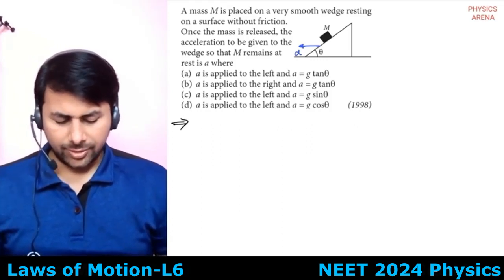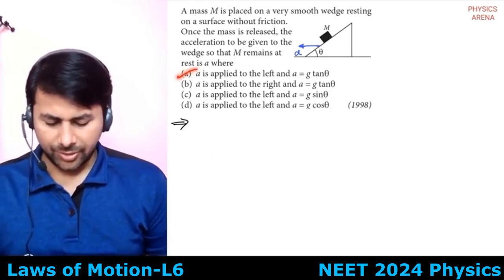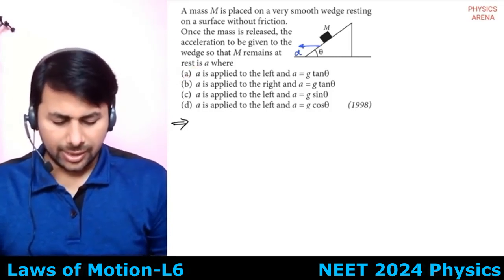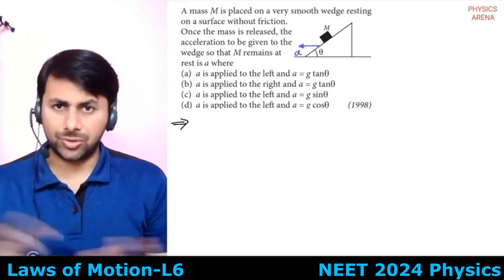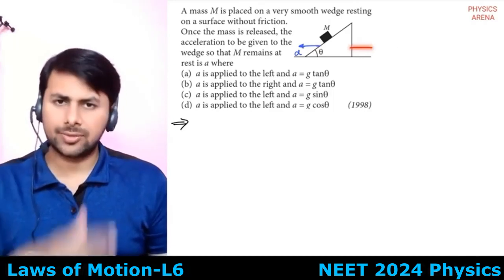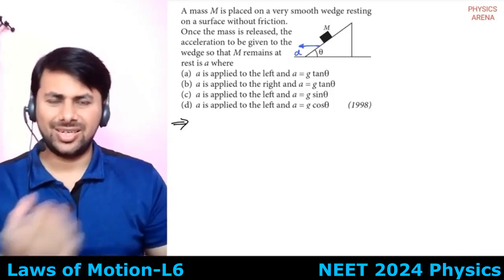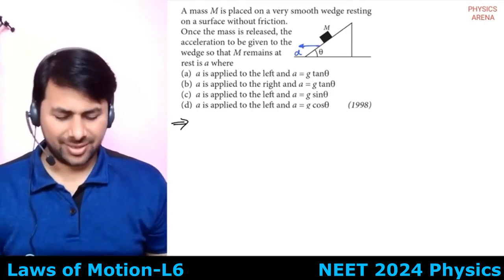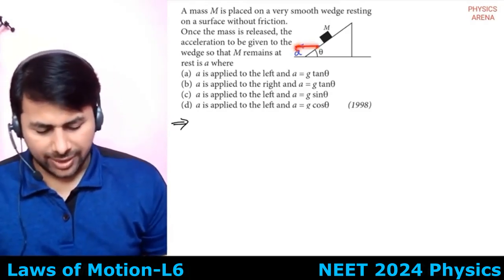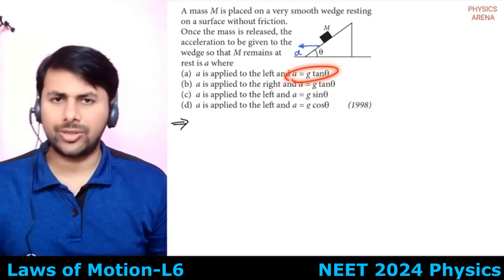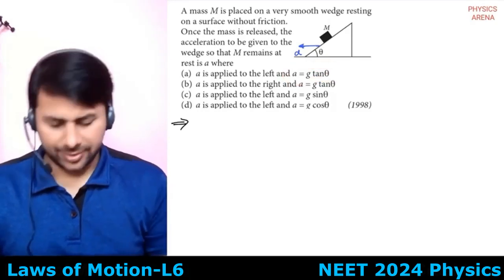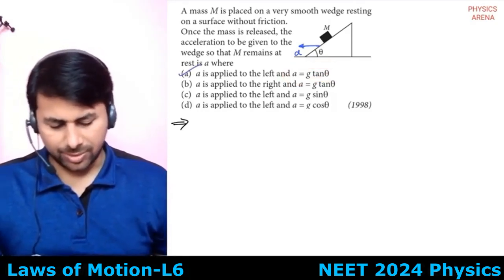All right. So the answer is option A only. The acceleration is towards the left. It should be towards the left because otherwise it will slip even faster. If you pull this wedge on the other side, the block will slip faster. So it should be towards the left and the amount is equal to g tan theta. So it's option A.